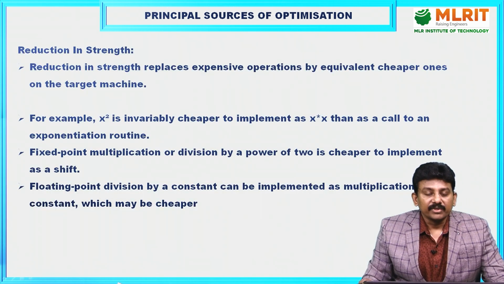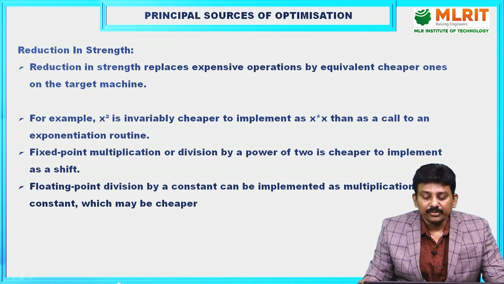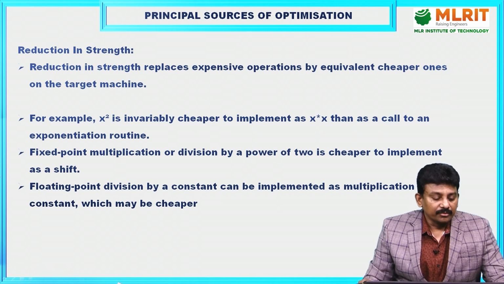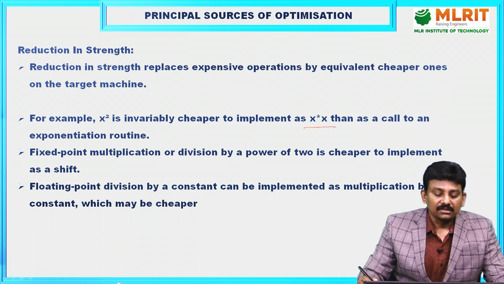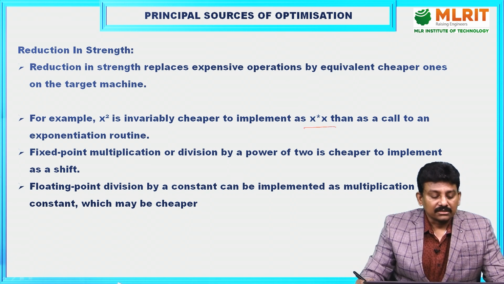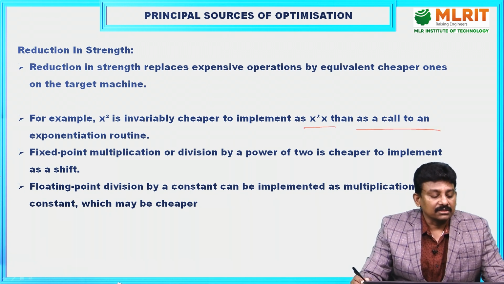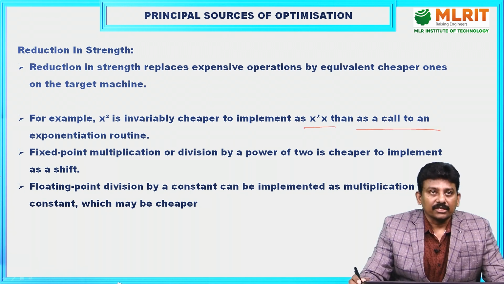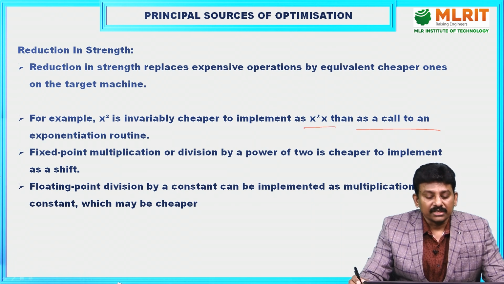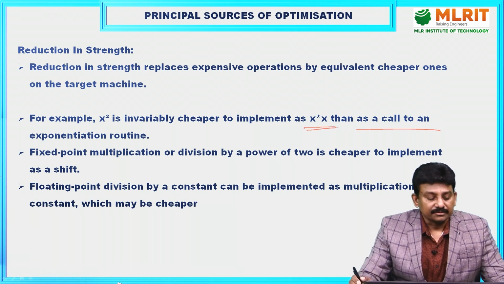Reduction in strength replaces expensive operations by equivalent and cheaper ones on the target machine. For example, x square is invariably cheaper to implement as x star x than as a call to an exponentiation routine. So exponentiation will take more time than this multiplication.